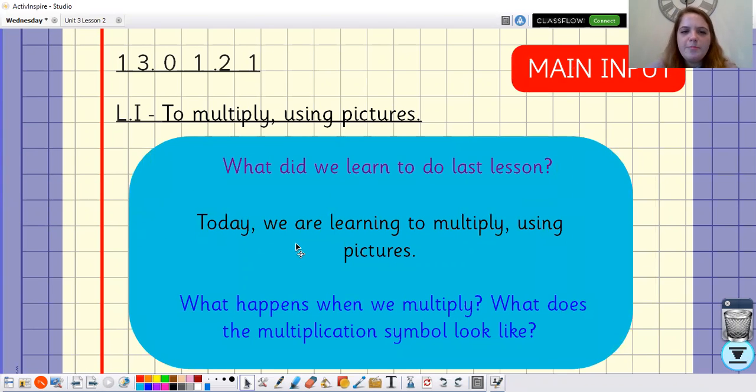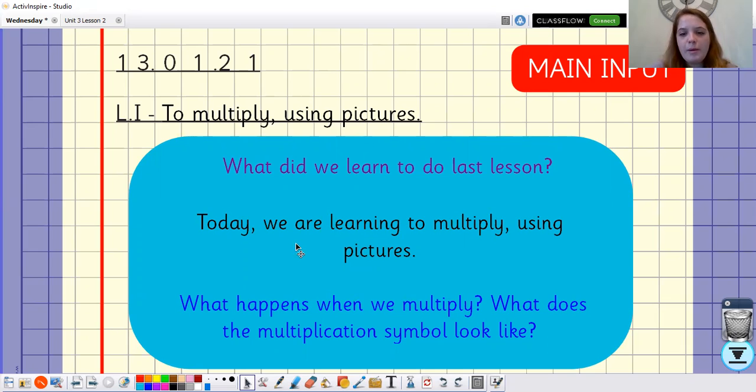Okay, now just before we start our learning today, I want you to think back to our learning yesterday. What were we learning to do last lesson? We were learning to write a multiplication number sentence. Now today we're going to continue with that, but today we're going to be using pictures to help us with our multiplication.